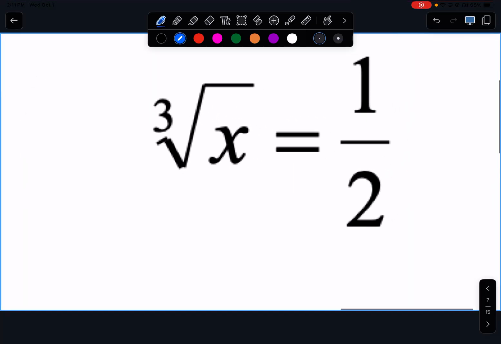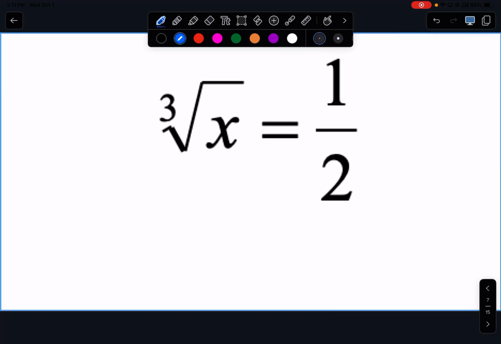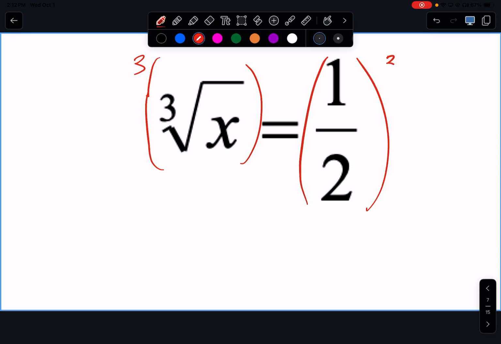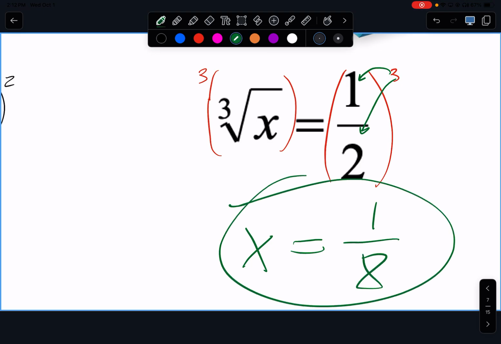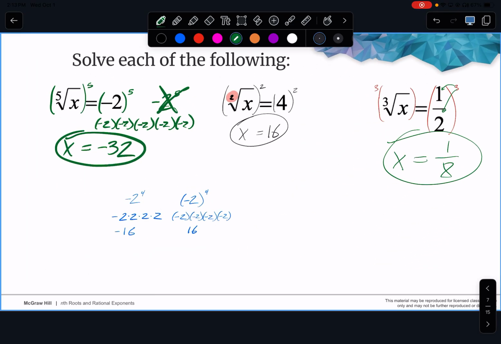Okay, let's do the third one. Don't overcomplicate this one. How do we undo the cube root of? Take it to the power of what? 3. What I do on the left, I do on the right. Okay, this is what we learned the other day. That 3 applies to the 1 and the 2. So we have x equals, what's 1 cubed? 1 times 1 times 1 is 1. What's 2 cubed? 8. That's it. So there's your 3 examples.